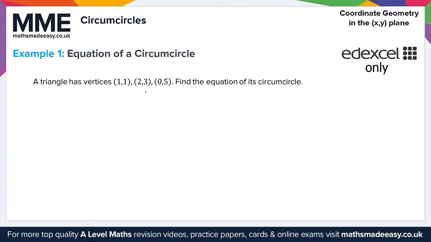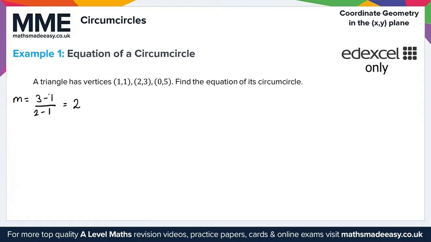So the first thing we need to do here is find the gradient of the perpendicular bisector. And to do that, we will find the gradient between this line segment here of (1, 1) and (2, 3), and then find the negative reciprocal. So here, the gradient m is equal to y2 minus y1, so that's 3 minus 1, divided by x2 minus x1, so 2 minus 1. If we simplify that, 3 minus 1 is 2, 2 minus 1 is 1, so we get 2 over 1, which is simply 2.